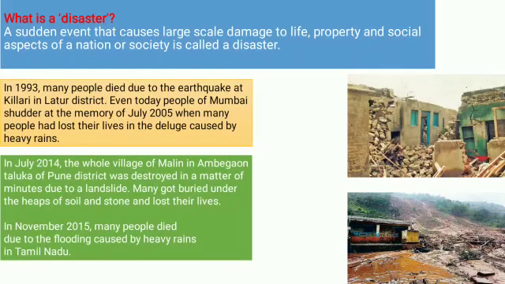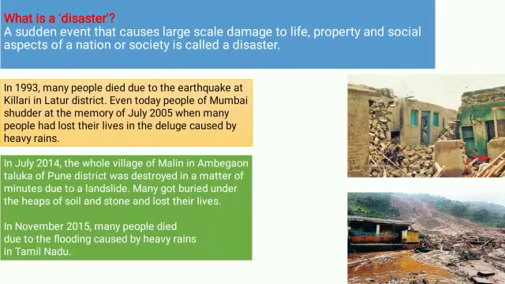In 1993, many people died due to the earthquake at Killari in Latur district. This was very much remembered by the people of Maharashtra. It was havoc for them. It was very destructive for them. Even today, people of Mumbai shudder at the memory of July 2005, when many people lost their lives in a deluge, that is, flood caused due to heavy rains.